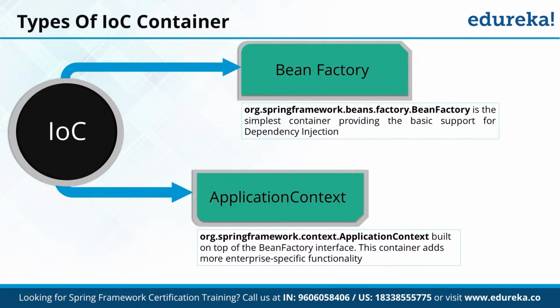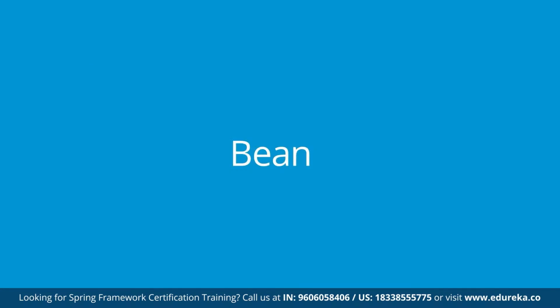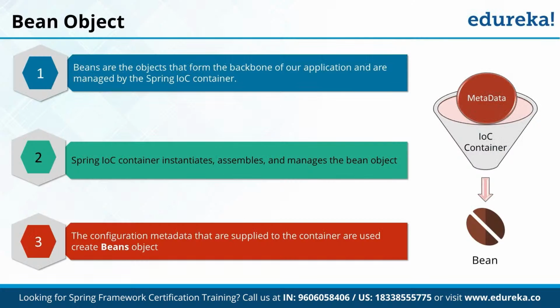So that's the major difference. Other than that, Bean Factory is the simplest container so that we can provide basic support, for example, dependency injection, whereas application context is built on top of Bean Factory, and the container will add more enterprise specific functionalities, right? So this is something which is more relevant to use rather than the Bean Factory.